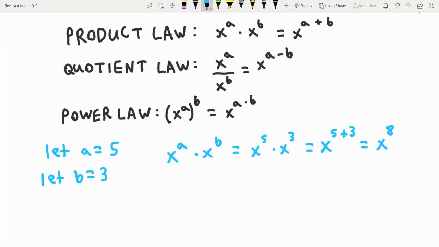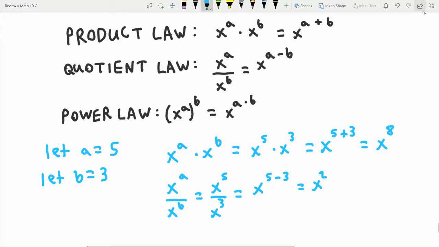For the quotient law, if I have x to the power of A over x to the power of B, this would just be x to the power of 5 over x to the power of 3, because, again, I let A equal 5 and B equal 3. In this case, I would actually subtract as per the quotient law. So 5 minus 3, and that equals x to the power of 2. So remember, for the product law, when I multiply variables with the same base, the exponents add together. When I divide them, the exponents subtract from each other.